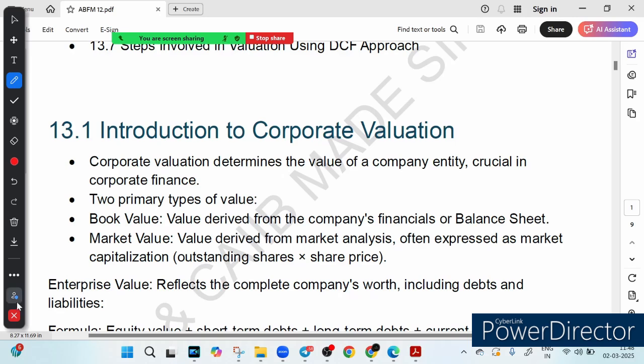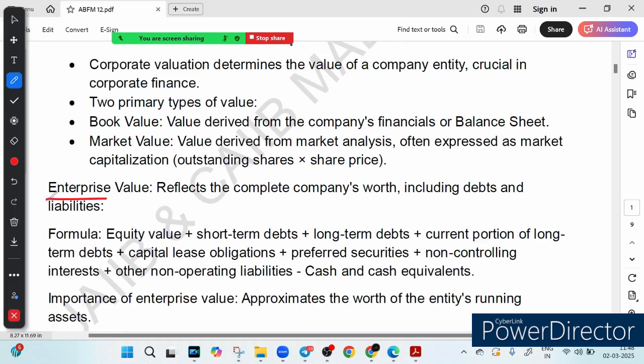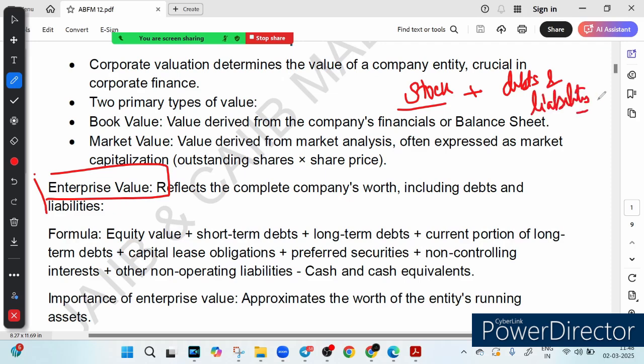Then there is something called enterprise value, which we call EV. What is enterprise value? Now this is the real deal. EV considers not only the stock value, but also the company's debt and liabilities. Stock is already considered, as we have seen in market value, plus it also looks at the company debt and the company liabilities. It tells you the total price someone would have to pay if they wanted to buy the whole company, debts and all, including debt and liabilities.